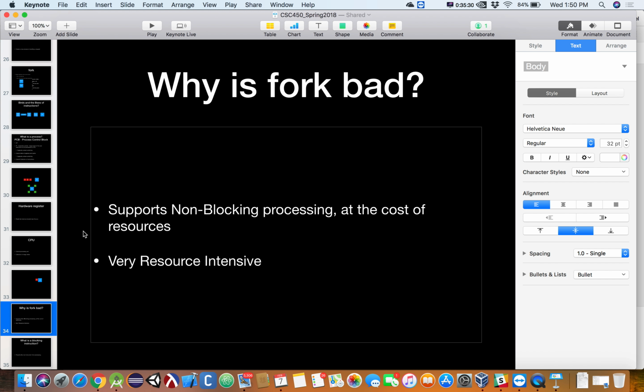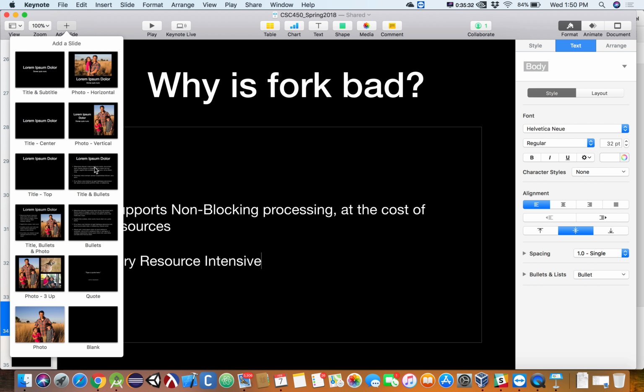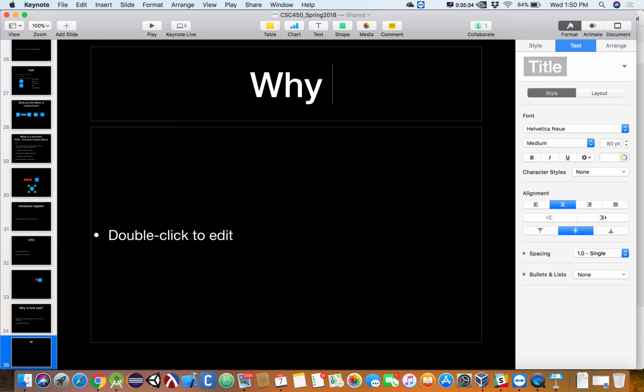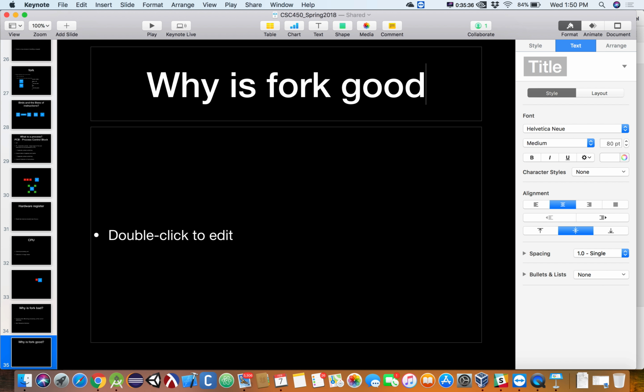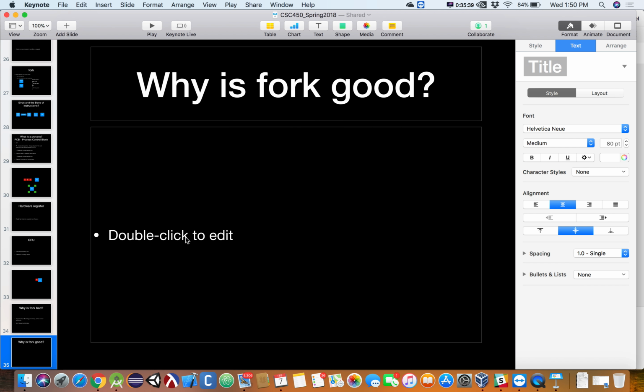So this guy's very resource intensive. Now I'm going to create another slide here. It's going to say, so why is fork good?